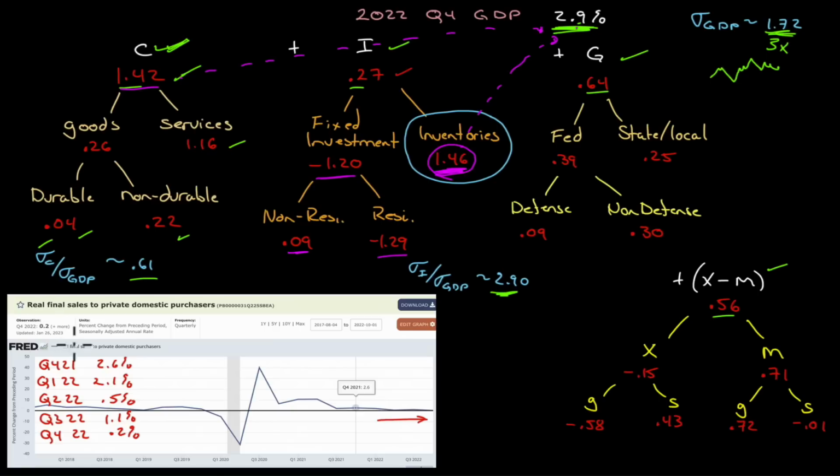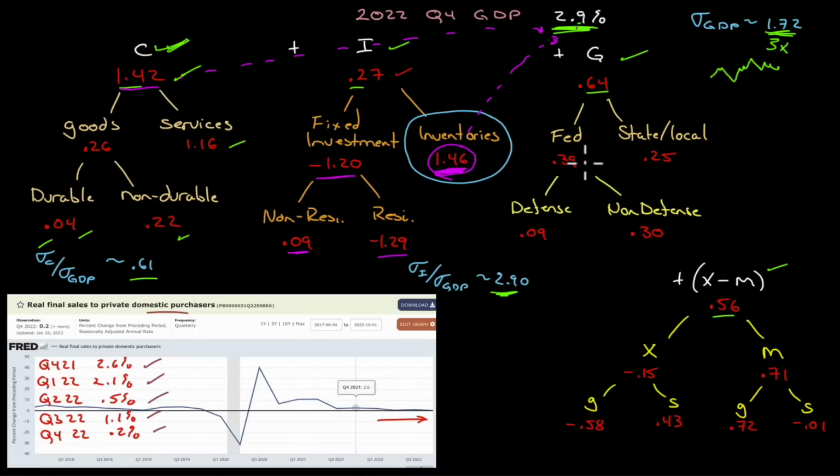And we can look at this number over here. This is real final sales to private domestic purchasers. And I have some numbers here. Q4 2021 was 2.6% on an annualized rate. Q1 was 2.1%, Q2 was 0.5, then 1.1, now 0.2. Look at it just falling off over here to the zero line. And this is sales to private domestic purchasers. So if you build inventory, there are no sales to private domestic purchasers. And this is falling off to almost nothing.